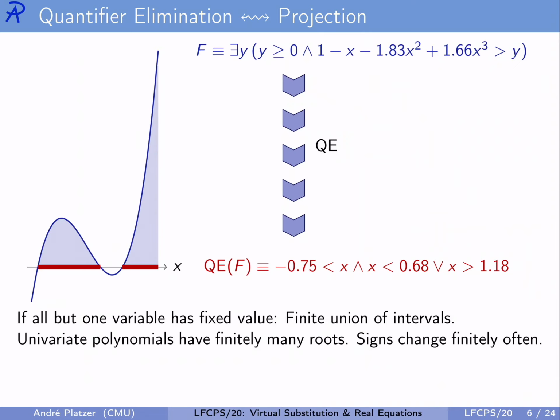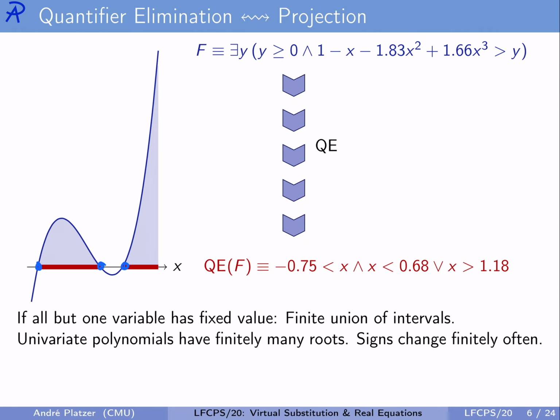In fact, observe, if all except one variable already has a fixed real arithmetic numerical value, then the only thing you're dealing with in here are univariate polynomials, polynomials that only mention one variable. And for univariate polynomials, it's kind of obvious that here we will have as an answer a finite union of intervals, because univariate polynomials only have finitely many roots. For example, here it is zero, here it is zero, here it is zero, but not more often. And it cannot possibly have more roots because it is a polynomial of degree 3, and it can have at most 3 roots. This one does have exactly 3 roots.